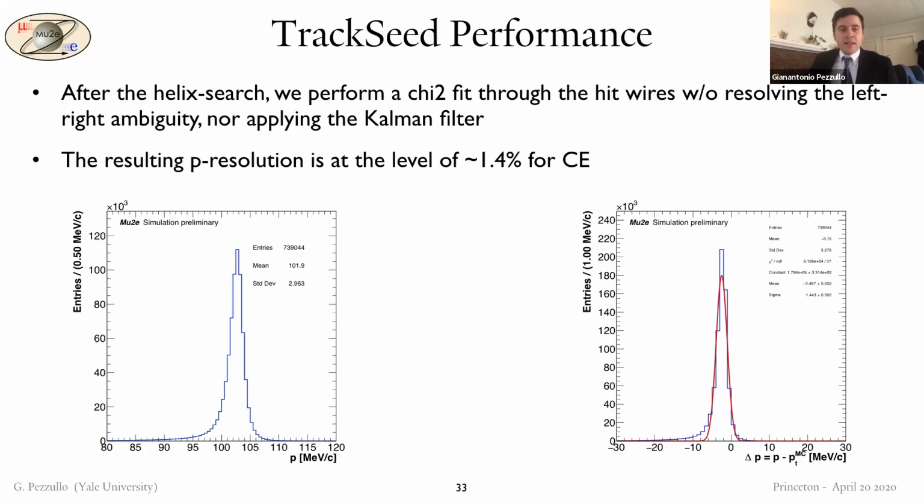So you can see the results in the bottom side of the slides here. On the left, the resulting momentum distribution, and on the right, the expected momentum resolution, also in this case evaluated for the same sample of conversion electrons overlaid with the expected background. And here you can notice that the expected momentum resolution is pretty good. It's at a level of 1.4%, which for the online reconstruction is still pretty good.